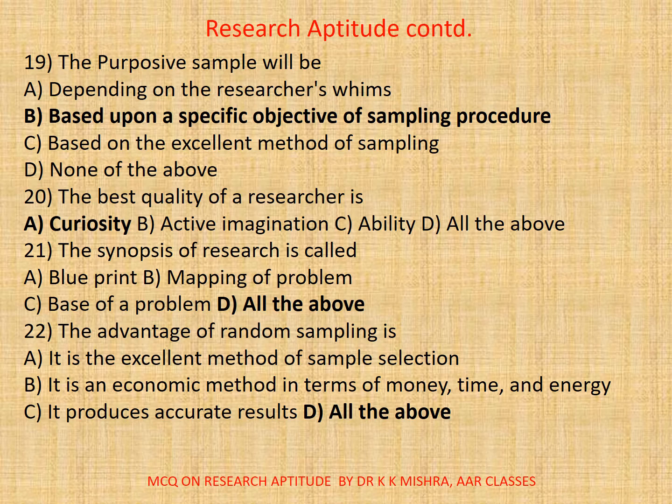22. The advantage of random sampling is A. It is the excellent method of sample selection, B. It is an economic method in terms of money, time and energy, C. It produces accurate results, D. All. The correct option is D. All.